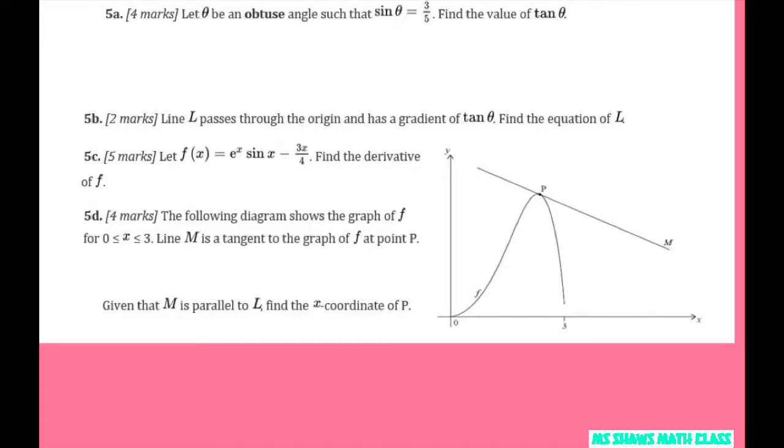Hey everyone, we're going to let theta be an obtuse angle such that sine of theta equals 3/5. We're going to find the value of tan of theta and then answer the rest of these questions to find finally the x-coordinate of P, because the line M is tangent to there. So let's just get started with 5a.